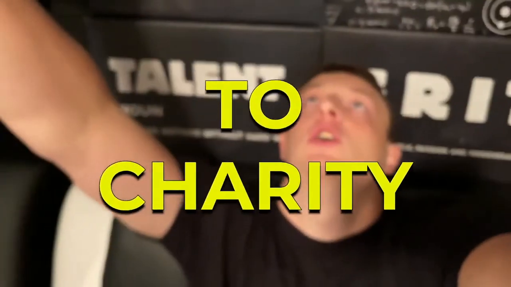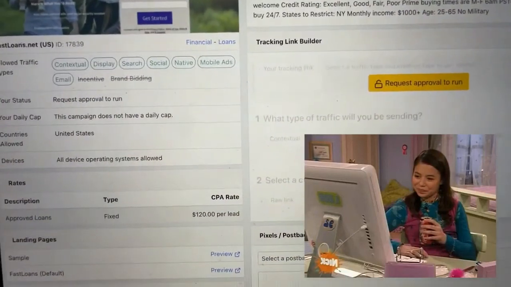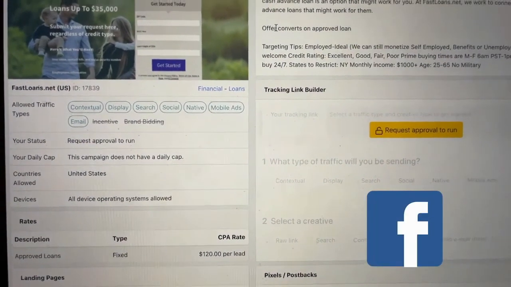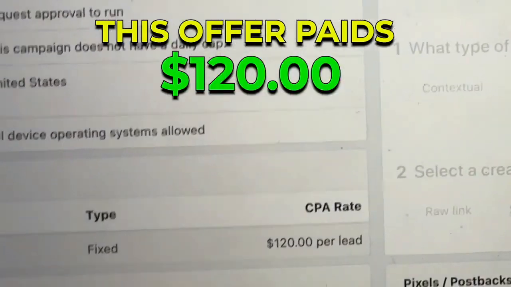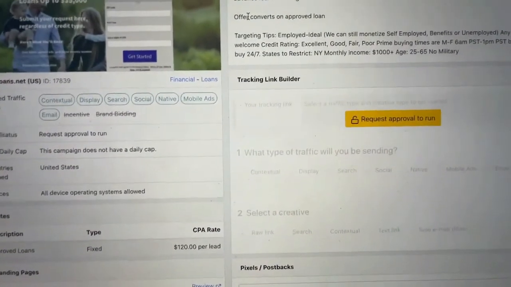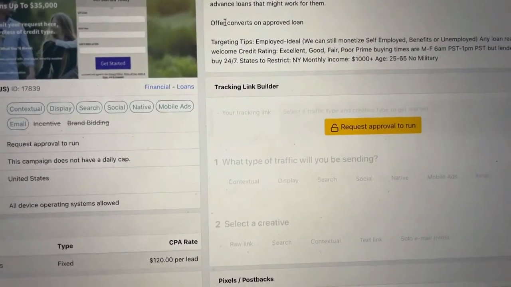Okay, I just went through an extensive research of finding a really good offer to promote, and this offer called fastloans.net is perfect. I can target exact people looking for loans on Facebook right now. This offer I just need to apply to run. This offer pays $120 per lead, and the best part is I only need like 100 something people to convert on this offer today, and I make like 20 grand.